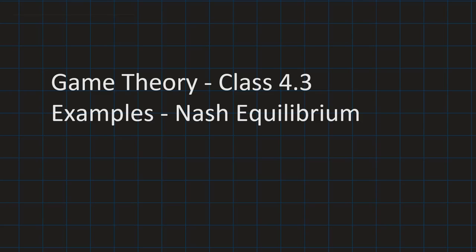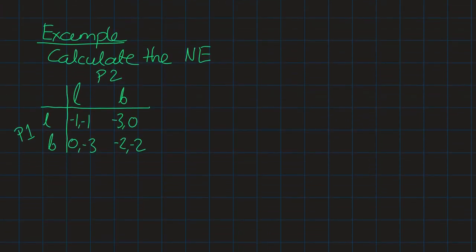Game Theory Class 4 Video 3. In this video we're going to do some examples calculating Nash equilibrium. Let's begin. So let's look at this example here. If you remember, this example is called the prisoner's dilemma.